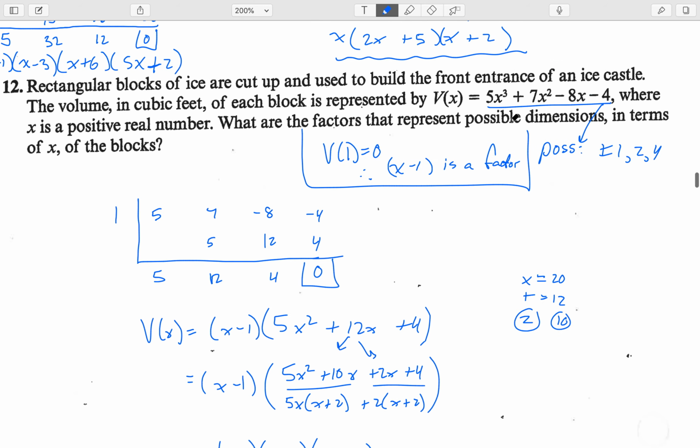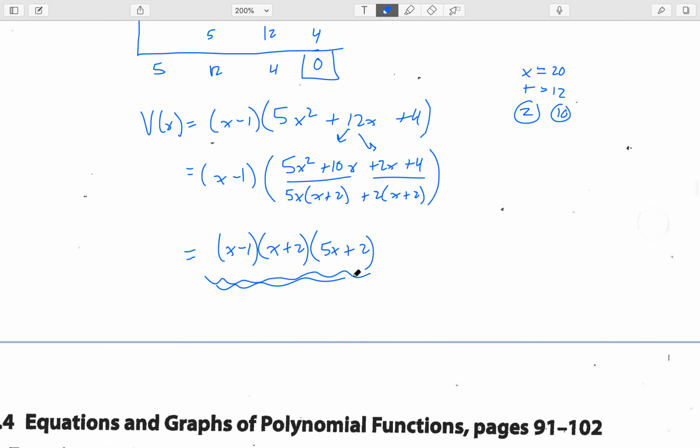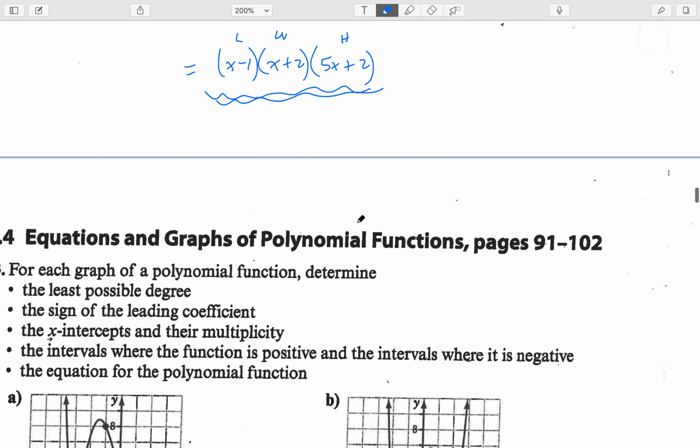And what is it saying? Does it say anything about whole numbers? Positive real numbers. They've got to be positive. What are the factors that represent possible dimensions in terms of x? There they are. There's my 3 factors. So it's really my length, width, and height, if they're talking about a 3-dimensional volume thing. Yeah, it's probably a length, width, and height.